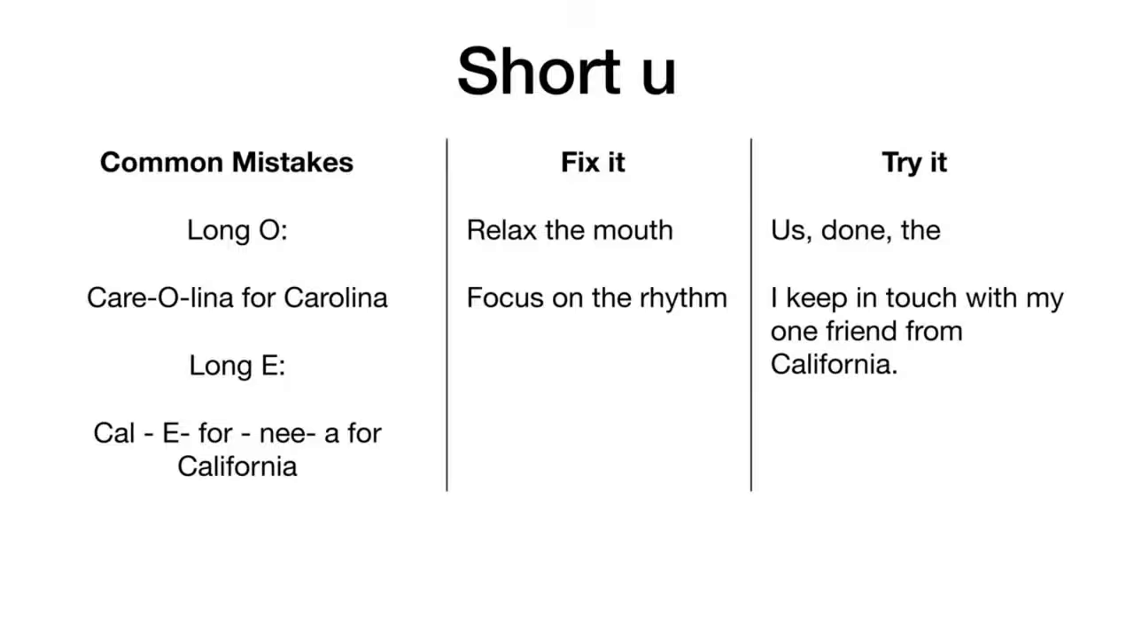Another trick that I have learned from my students actually is that if you shout or yell the word Carolina, California, you hear that stressed syllable, and then you can make the other syllables less stressed and shorter. Okay. So let's just listen and then we'll practice together. Us, done, the. I keep in touch with my one friend from California. Okay.